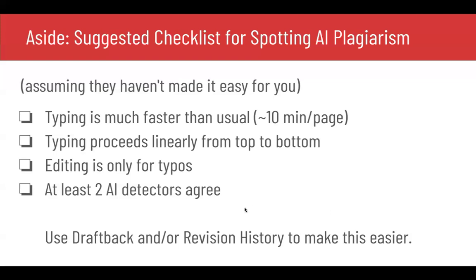So again, the boilerplate level of protection is using Draftback or revision history, which again are Chrome add-ons, to just see if things are copied and pasted. This checklist is for a slightly more sophisticated version of plagiarism where they're not copying and pasting, but they're still copying, in another sense, AI's output.